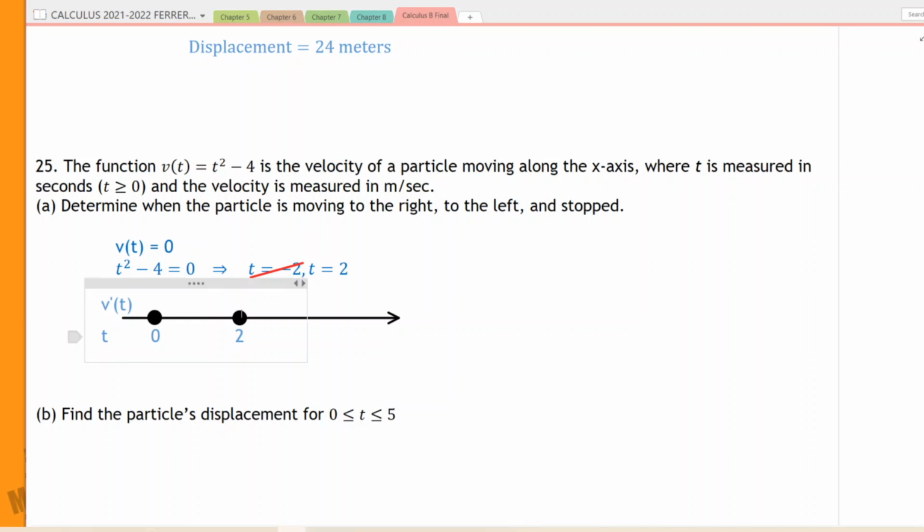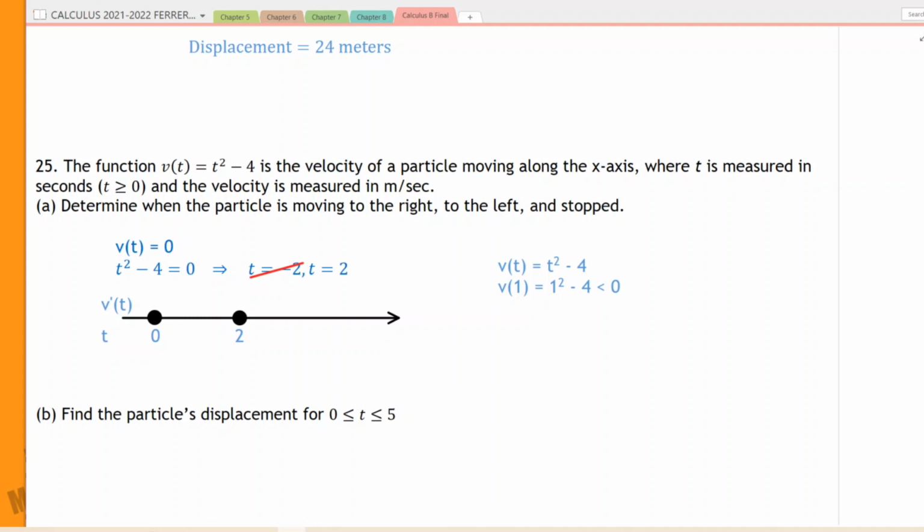So from 0 to 1, we're going to pick a point, and I think the point's going to be 1. If v of t is t squared minus 4, well, then we need to figure out the velocity at 1. And the velocity is 1 squared minus 4. I'm not interested in the actual number. I'm just interested that the velocity is actually negative.